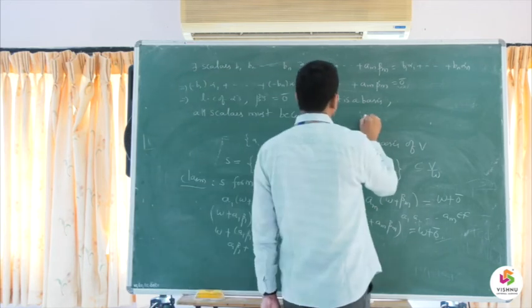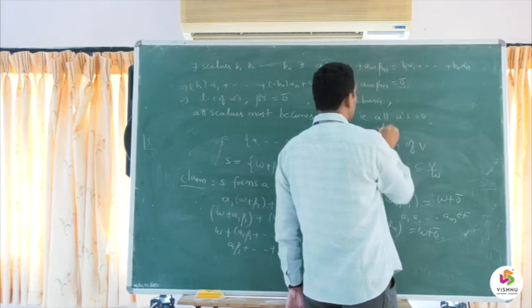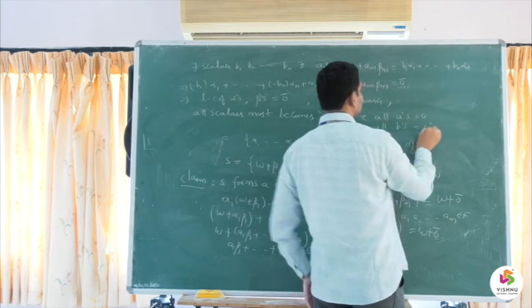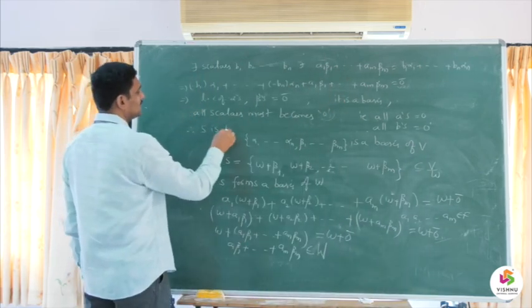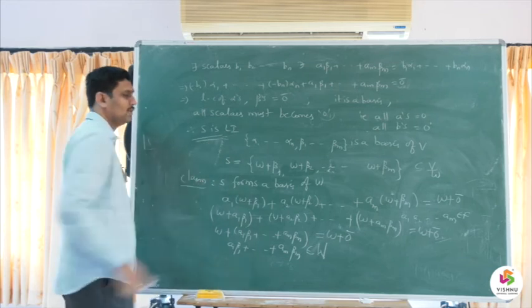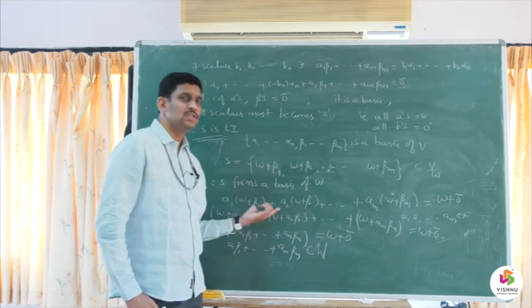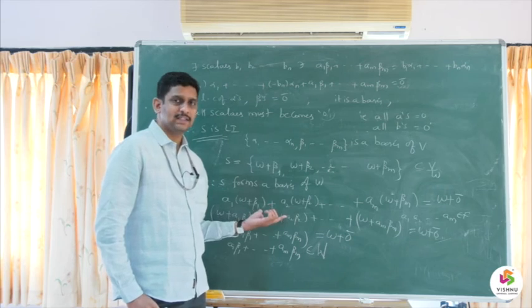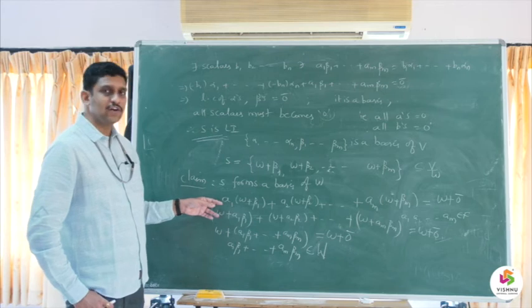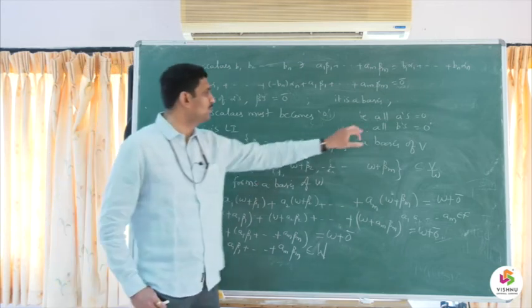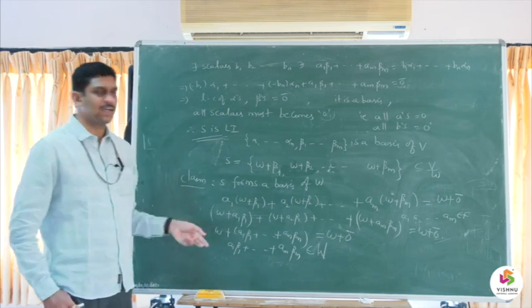That is, all A values 0, all B values 0. Therefore, the set S is linearly independent. Why is it linearly independent? I have written a linear combination using the elements of S. Then I have proved that the scalars in this linear combination all become 0. Hence, by definition, it is a linearly independent set.